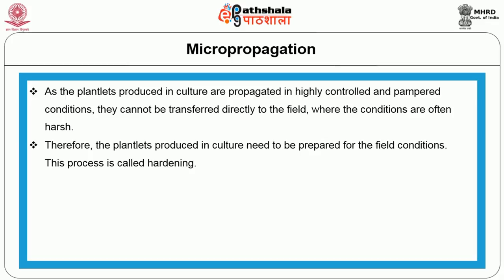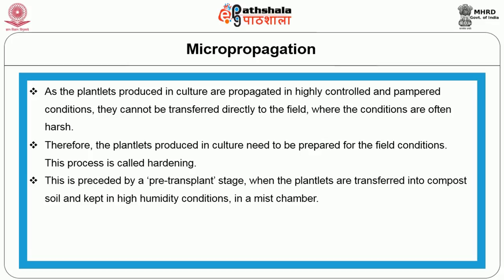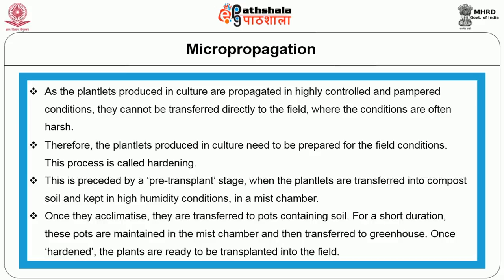This is preceded by a pre-transplant stage where the plantlets are transferred into compost soil and kept in highly humid conditions in a mist chamber. Once they acclimatize, they are transferred to pots containing soil. For a short duration, these pots are maintained in the mist chamber and then transferred to the greenhouse. Once they are hardened, the plants are ready to be transplanted into the field. These are the major steps in plant tissue culture.